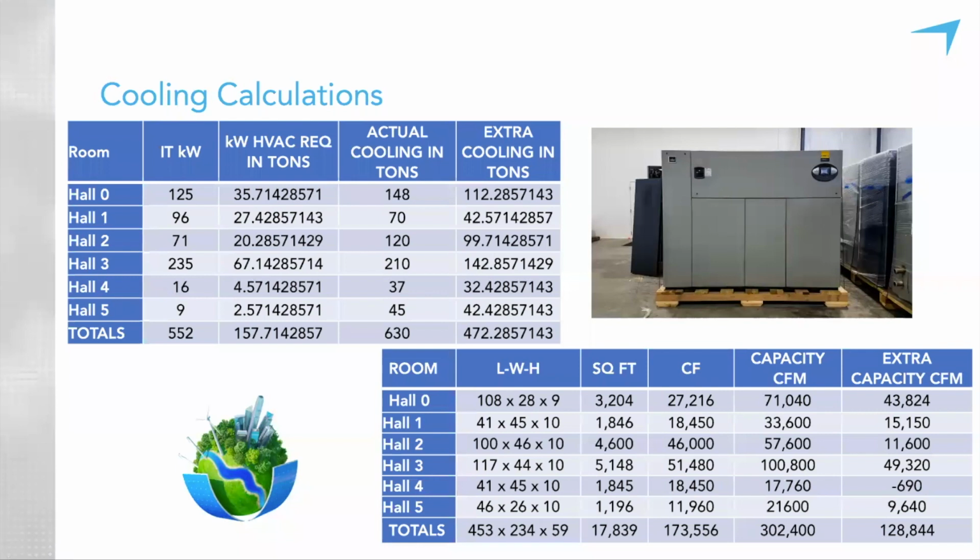125 kilowatts for an IT load in hall 0. So if I divide that by 3.5, why? 1 ton of cooling will mitigate 3.5 kilowatts of heat. I see their requirement in tons is around 36. I saw in that room their actual cooling in tons was 148, and it came up to an extra 112 tons of cooling. Now, this becomes an important point.